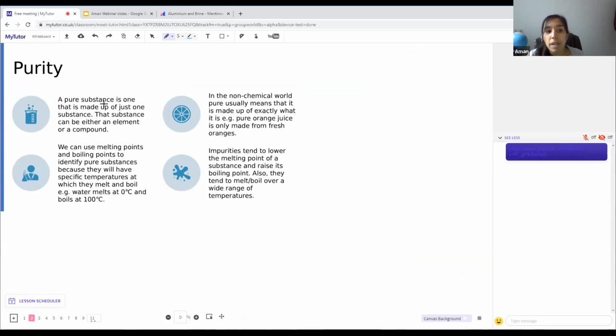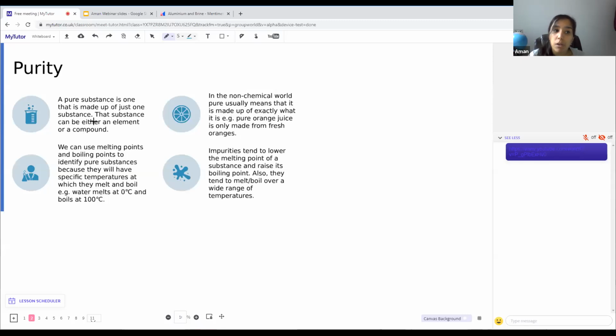In the non-chemical world, so basically in the normal world, pure usually means that it's made up of exactly what it is. So if we have orange juice, for example, pure orange juice, it's made up of only freshly squeezed oranges. So when people use pure in the normal world, when you go shopping or something, they usually mean it's made up of exactly what it says.